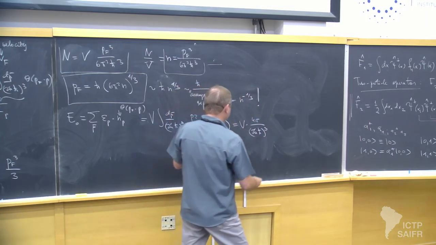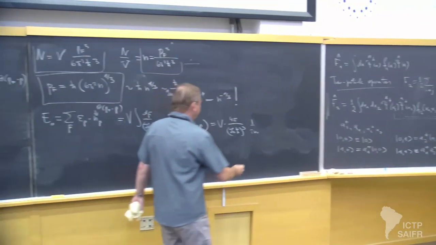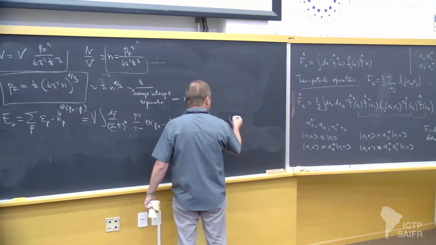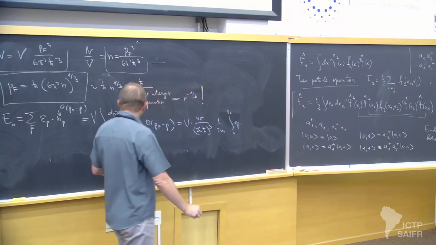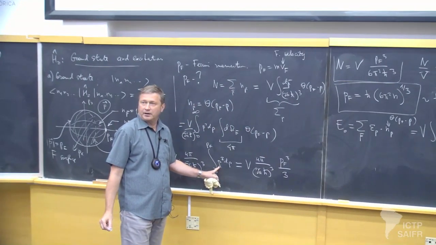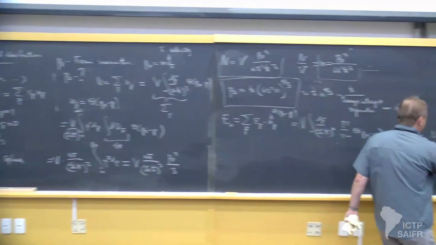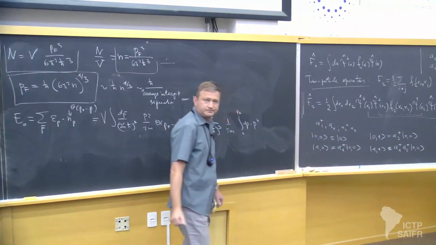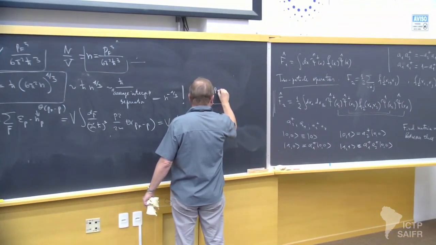And then what is left is 1 over 2m, the integral from 0 to p_F. We have dp, and now we have a p squared that was here, and another p squared comes from the energy. So we have p to the fourth power. The integral is, of course, simple. It's p Fermi to the power 5 divided by 5.